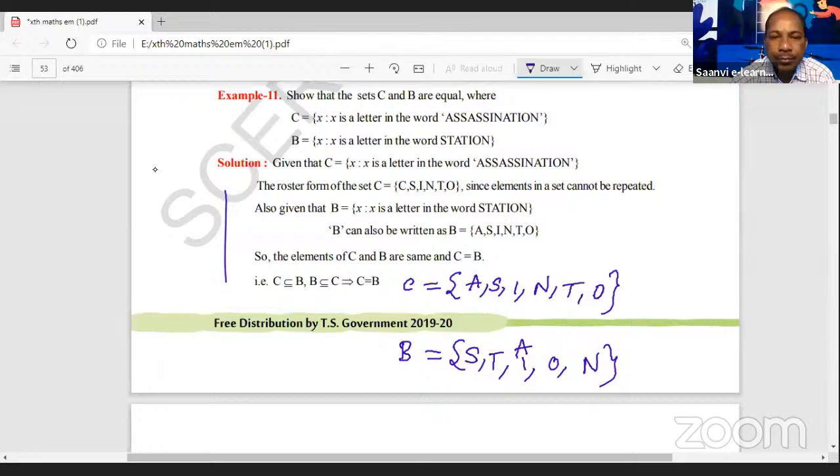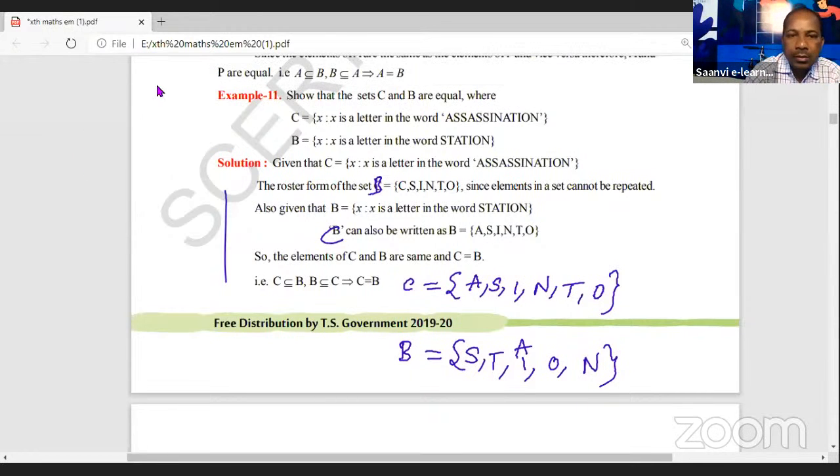Here, this is set B and this is set C. The same elements are there. So like this, if there are the same elements in the given two sets, they are called equal sets. Okay, children.